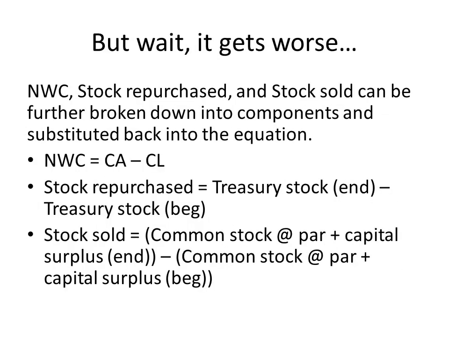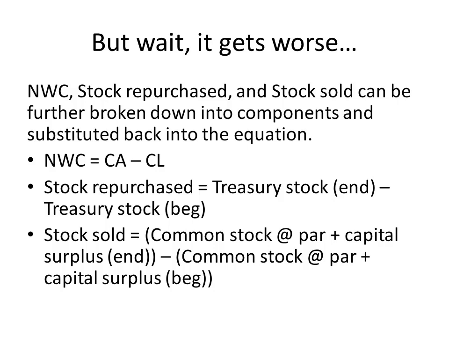Just in case you didn't think this was complicated enough, we can actually go in and make it even more complicated, because some of these things have equations that are used to determine them, and we could actually substitute those equations back into the big formula to make it even hairier. For example, net working capital is equal to current assets minus current liabilities, and stock repurchased is equal to the treasury stock at the end minus treasury stock at the beginning.